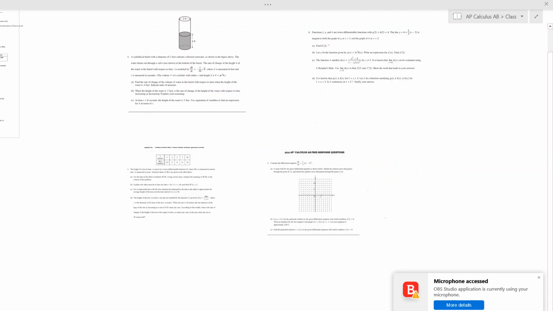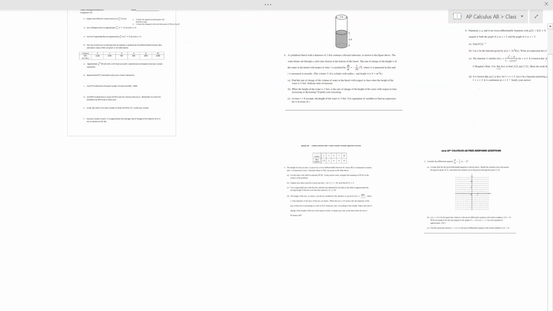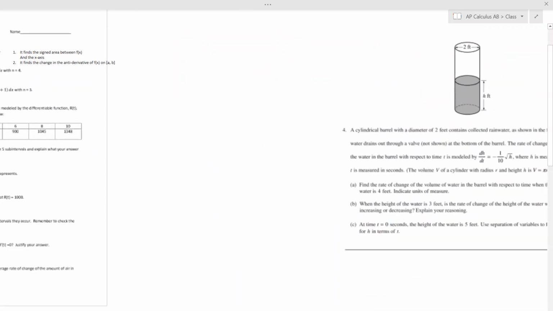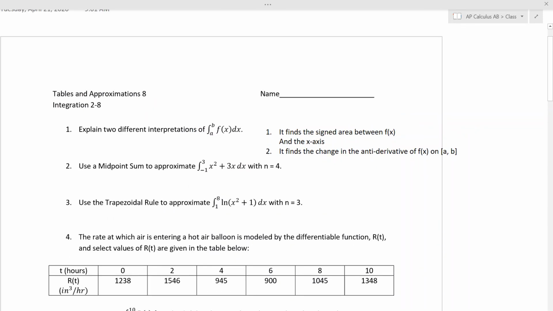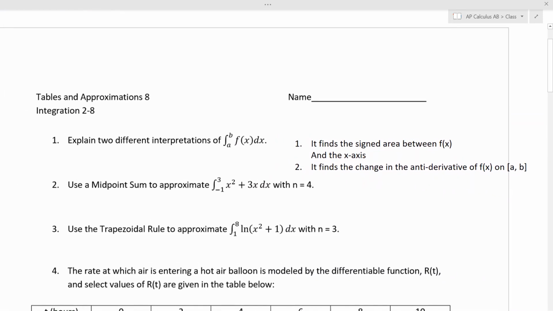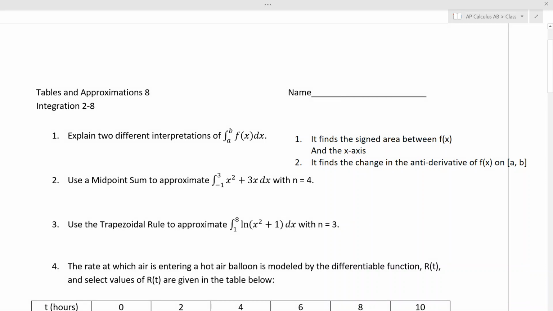Okay, so the first thing we need to talk about is something called Riemann Sums. All right, and before we do that, let's just discuss real quick. I hope you guys have paper and pencil over there to write some stuff down, because I'm going to teach you a little bit of new stuff very quickly.